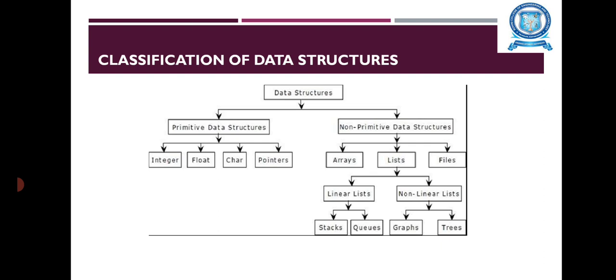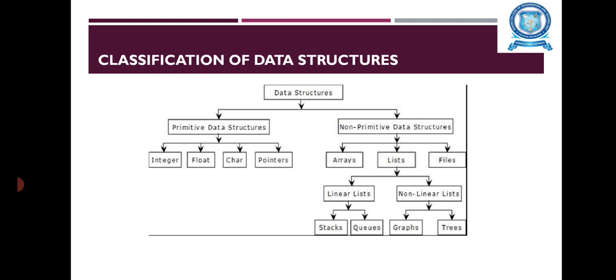Next, the classification of data structures. Data structures are mainly classified into two major categories. The first one is the primitive data structures, and the second one is the non-primitive data structures. The primitive data structures contain integer, float, character, pointers. The non-primitive data structures contain arrays, lists, files.